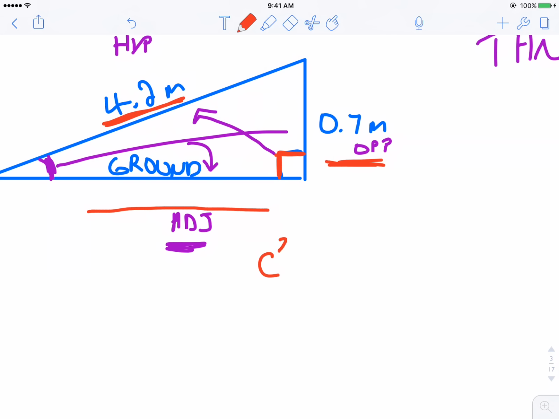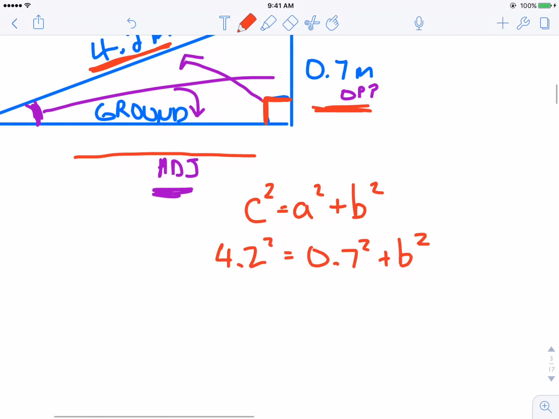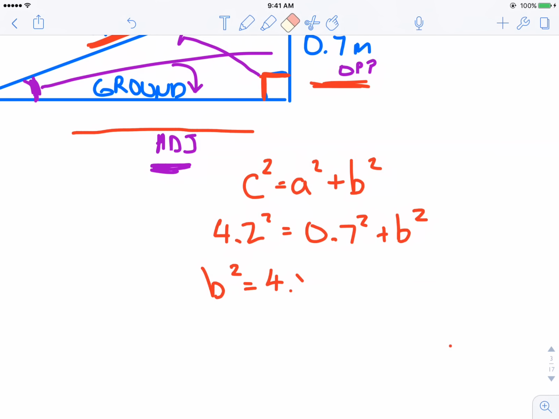So I start with my Pythagorean theorem. C squared is equal to A squared plus B squared. Remember, C is always the hypotenuse. It's opposite to the longest side, or opposite to the 90-degree angle. So this is going to be 4.2 squared is equal to A squared, let's call that 0.7, plus B squared. And remember, if I'm looking for B squared, I'm going to have to subtract. So this is going to be B squared is equal to 4.2 squared minus 0.7 squared. That's kind of ugly, isn't it?